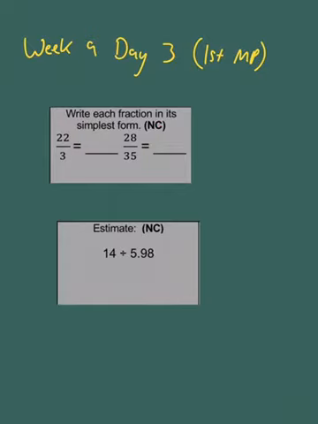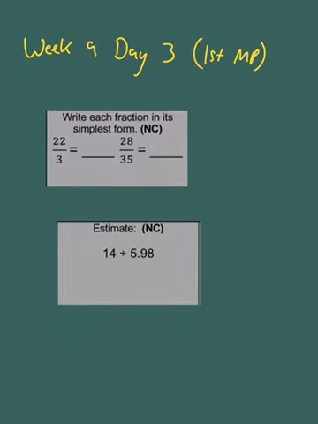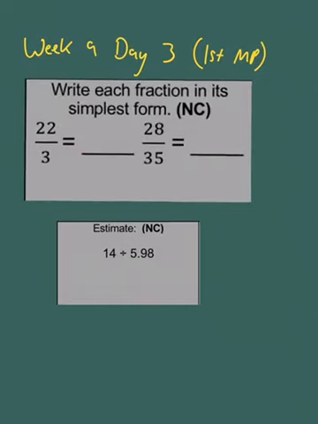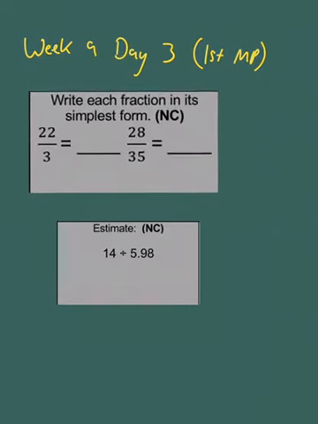All right, so I gave you two kinds. One is an improper fraction and one is not improper. So let's start with 22 thirds. So when you have 22 thirds, it's improper. You have to actually do a division problem. So I'm going to do 22 divided by 3.